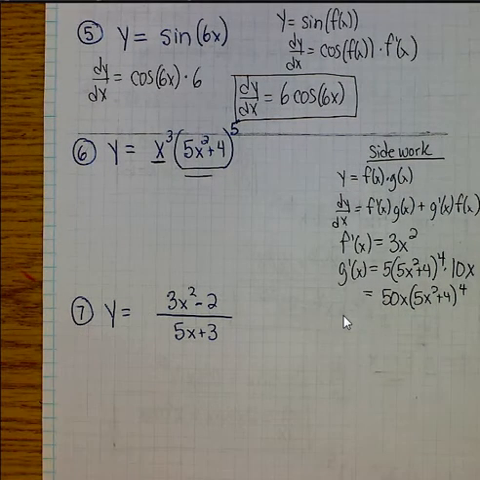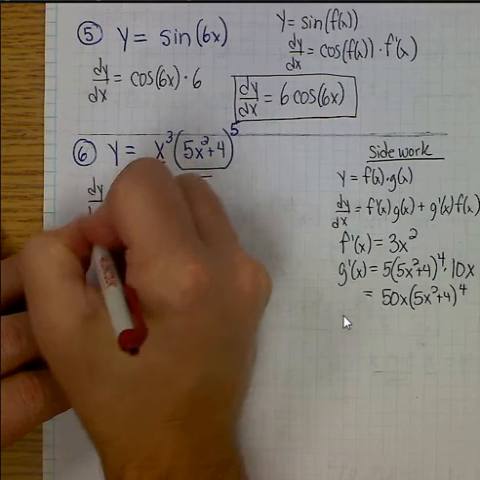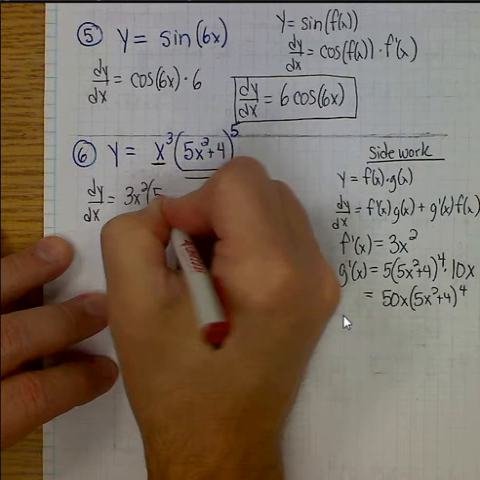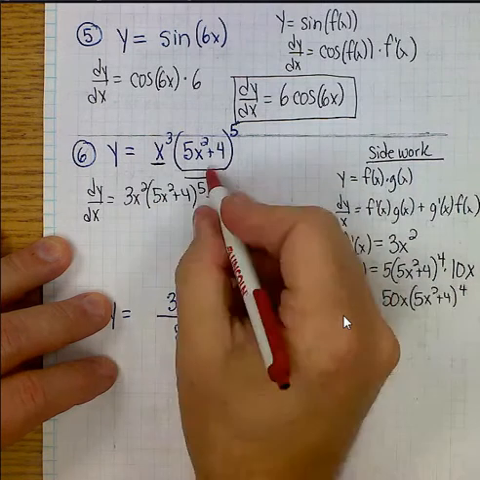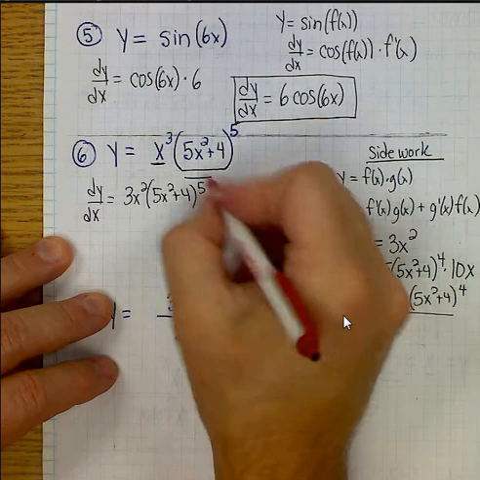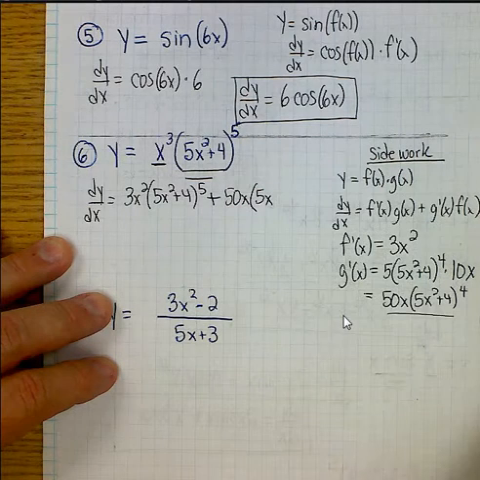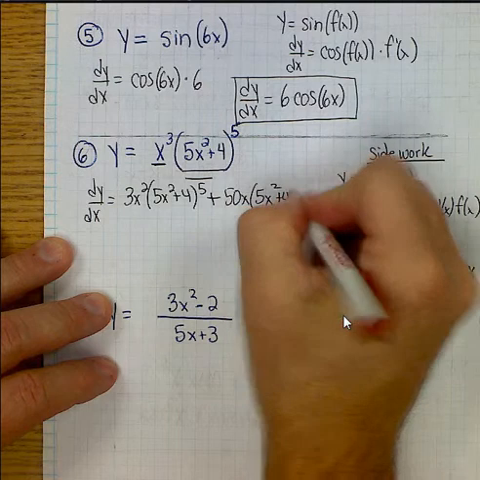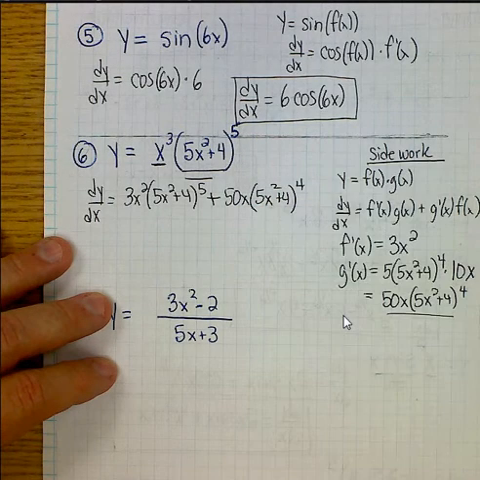And now I'm ready to go. I'm ready to actually take the derivative. So here we go. Derivative of the first, we said before, is 3x squared times the second, 5x squared plus 4 to the 5th power, plus the derivative of the second, that's going to be 50x times 5x squared plus 4 to the 4th power now.